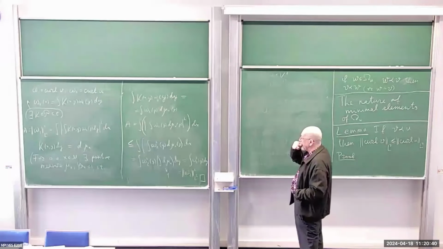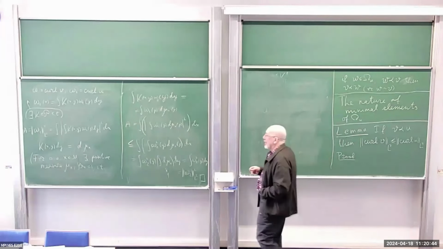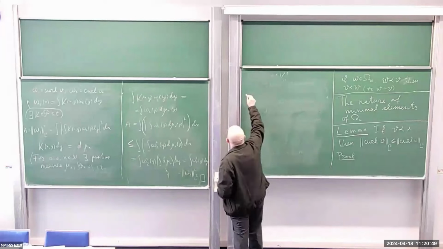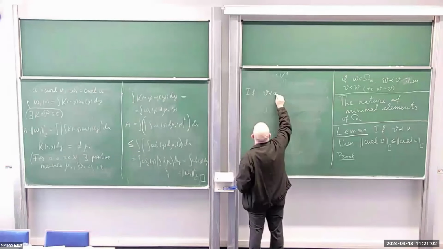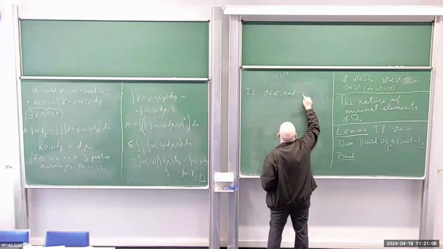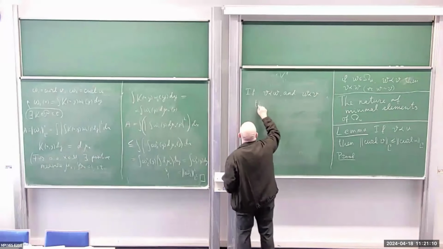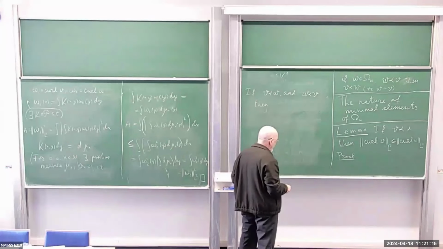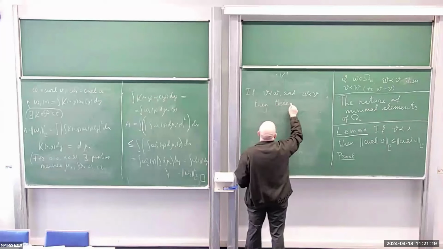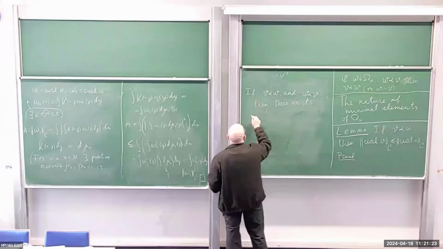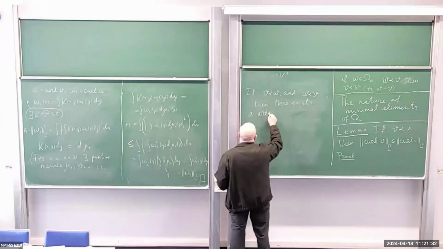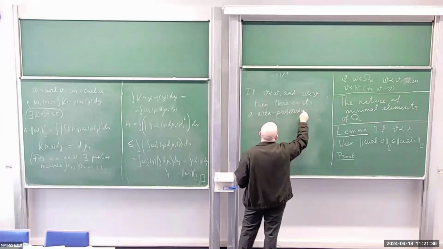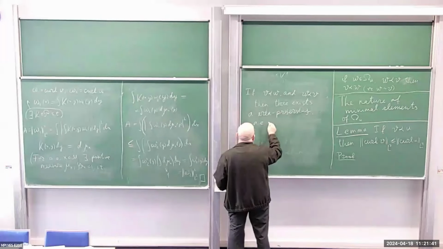And now if V is less than U, say W, and W is less than V, then there exists an area preserving map almost everywhere in the vertical.